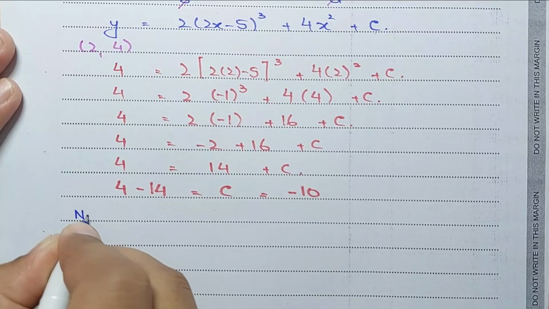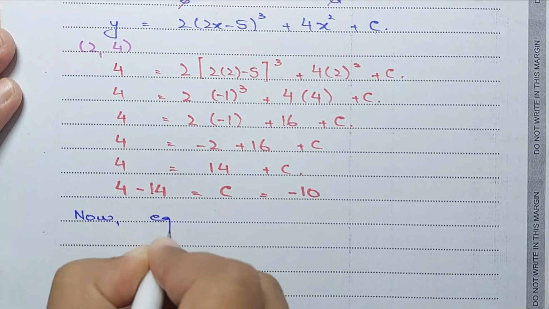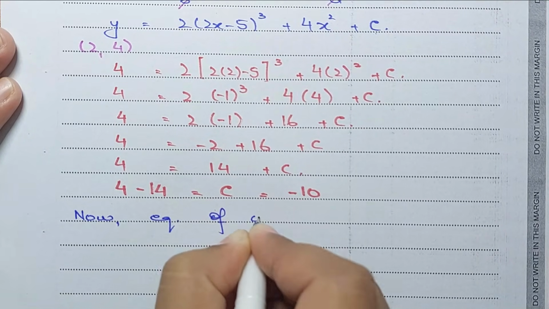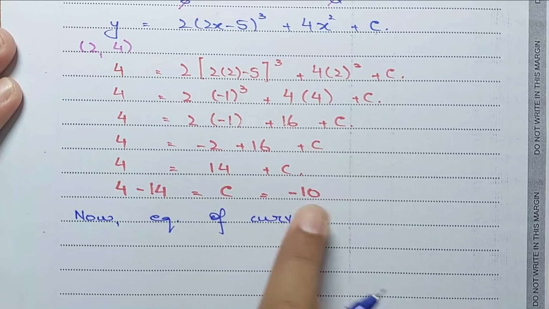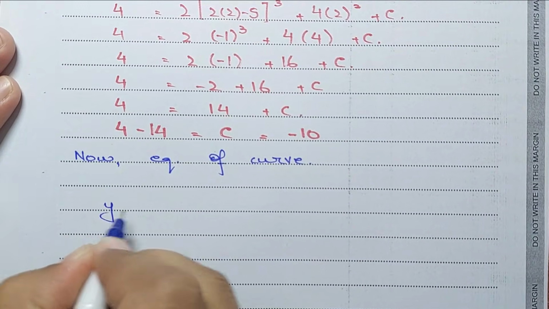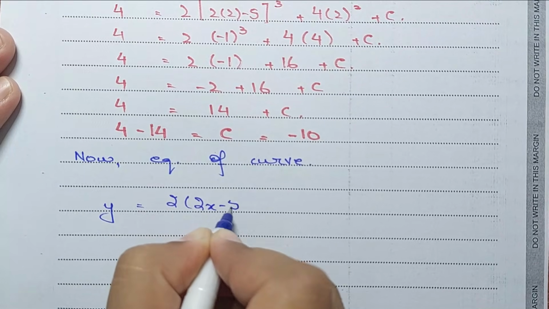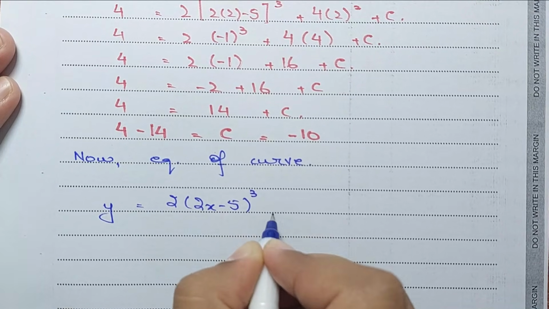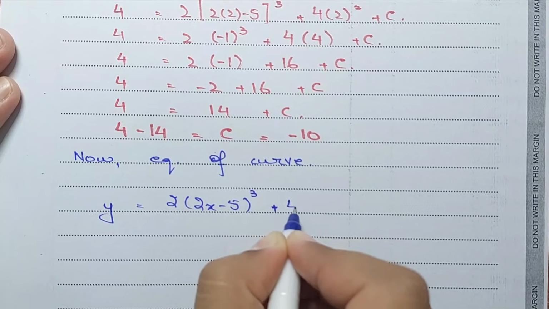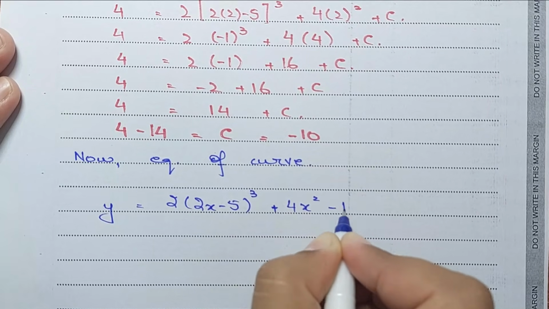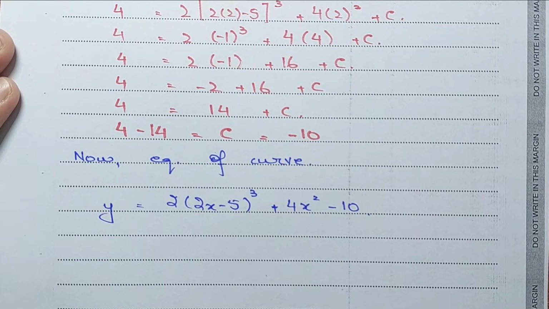Now the equation of the curve: just plug in the value of c, minus 10, and you will get the equation of the curve. y equals 2 times (2x minus 5) cubed plus 4x squared minus 10. That is the equation of the curve.